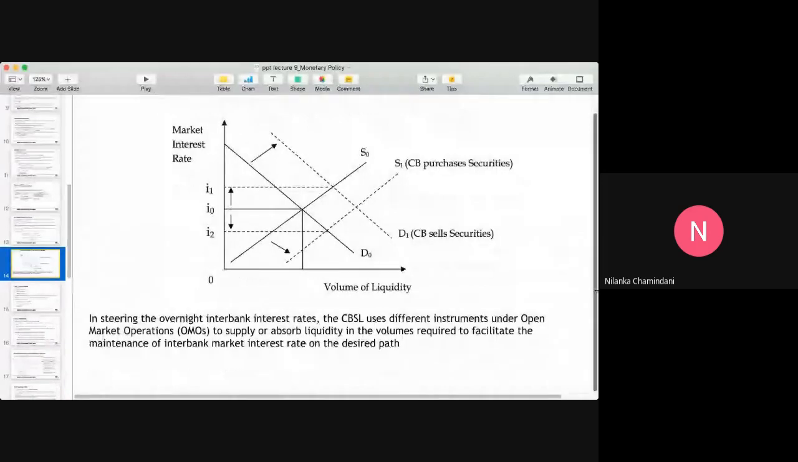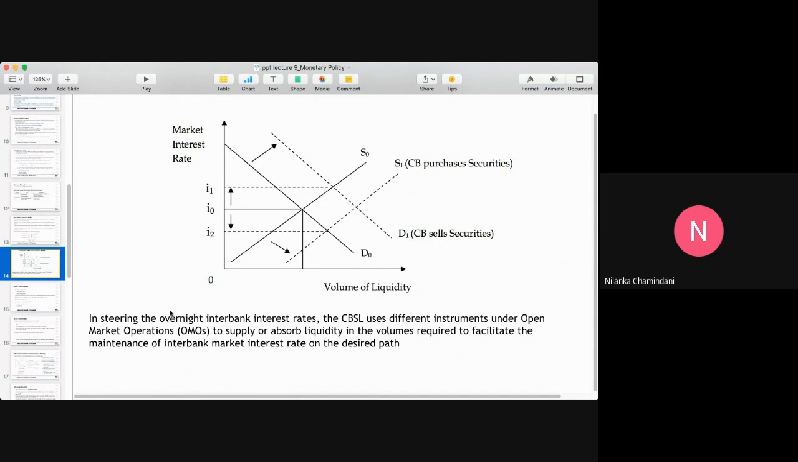So the central bank sells or purchases securities after deciding whether to inject or absorb liquidity from the market. Okay, central bank selling securities means what? Selling securities, so the central bank is going to demand funds from the market. That's why that demand line is going up. Last week I think I described this graph two times.